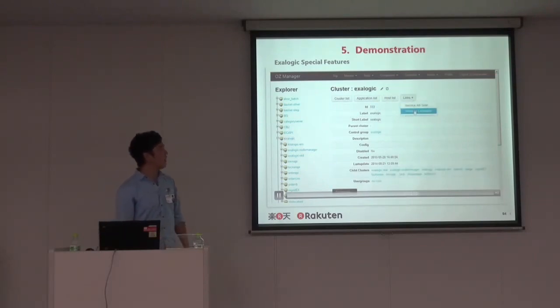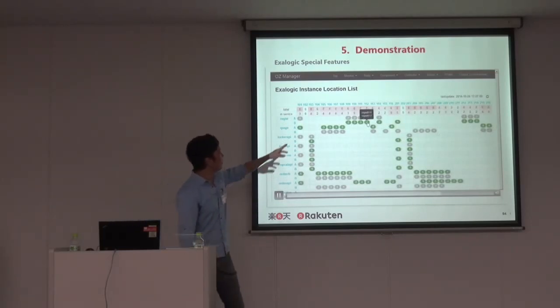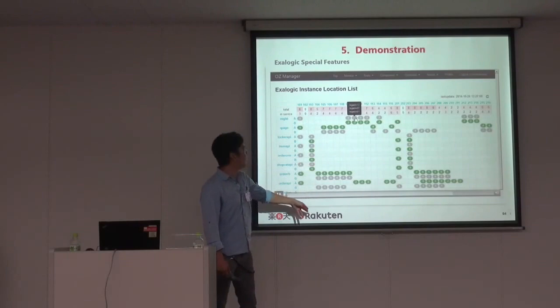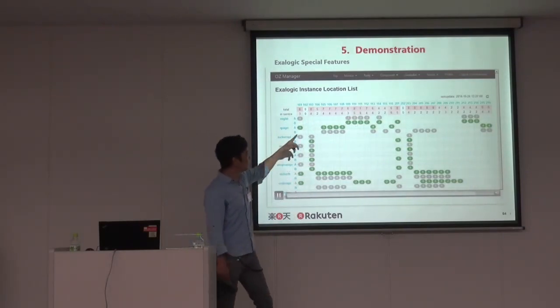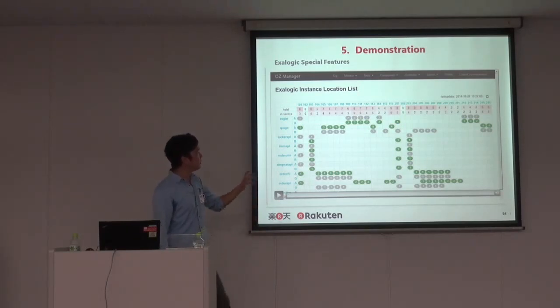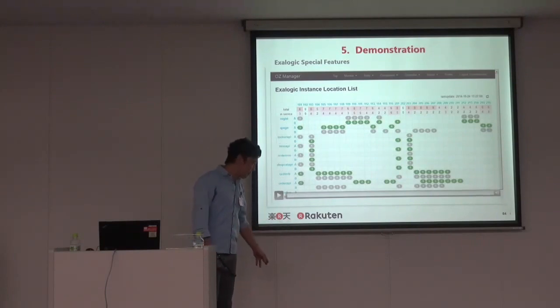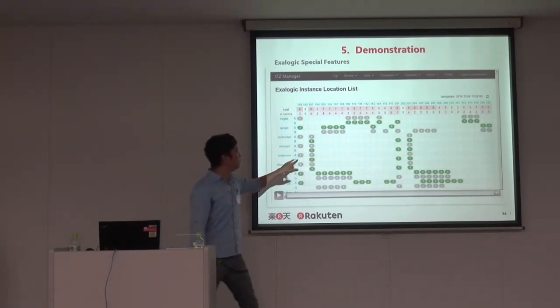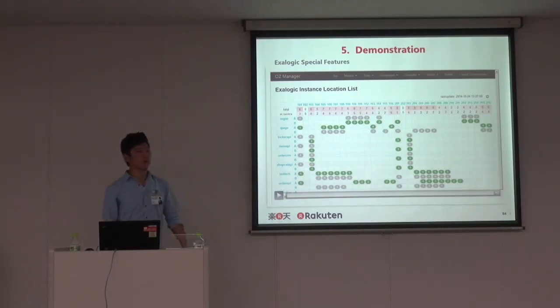And we also have an instance location. This we just added the other day. You can see on which host how many instances of ExaLogic are running. So you can know which node has more load than the other. So we can move instances around, or if you have a bad node, you have to move those onto the other nodes, which have less load.